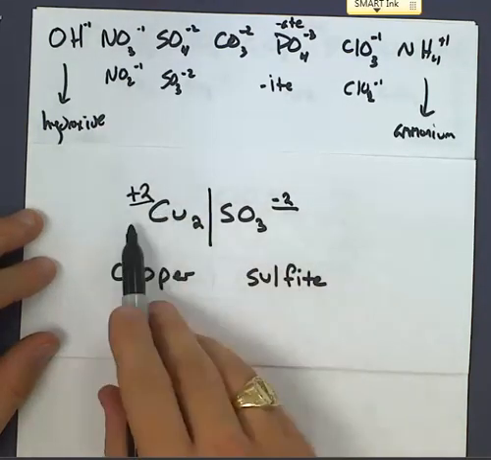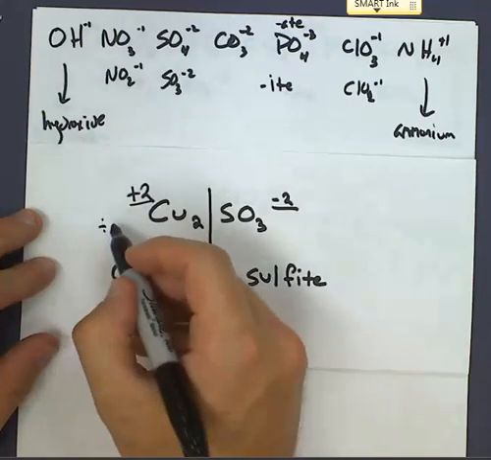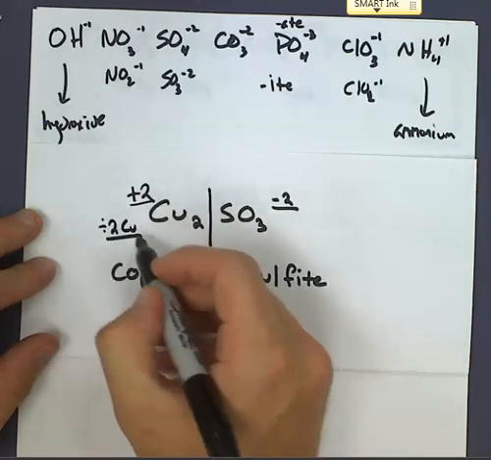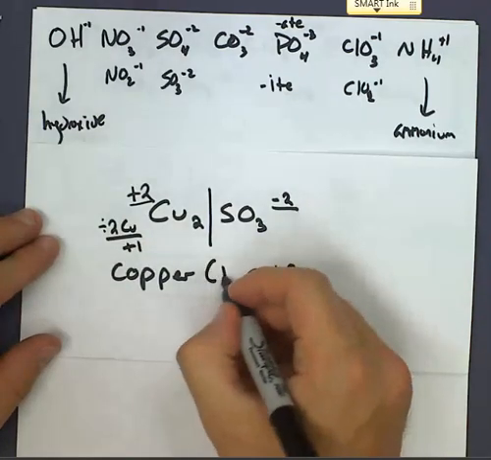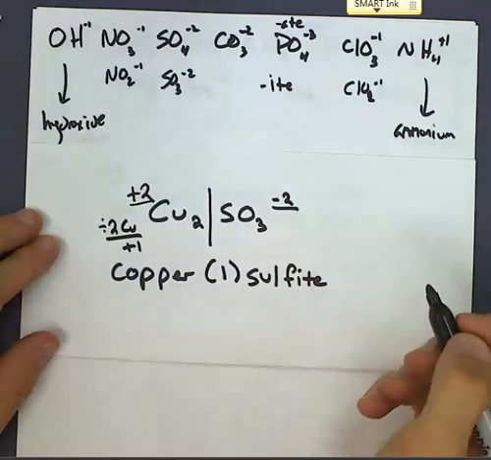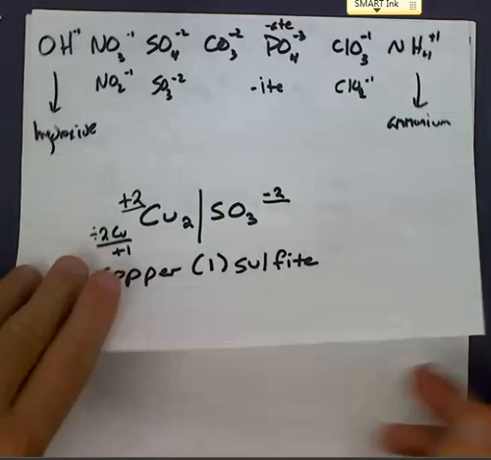Well, this +2 has to be divided evenly among both of my coppers. So I'm going to take my 2, divide it by the 2 coppers, and I get a +1. That tells me that this is copper 1 sulfite. We've got 3 more that we want to see.